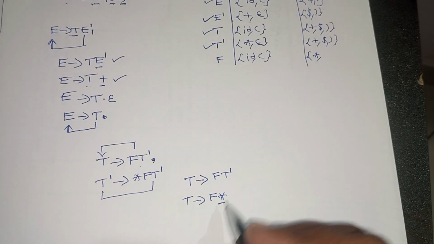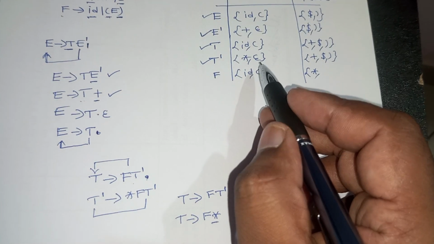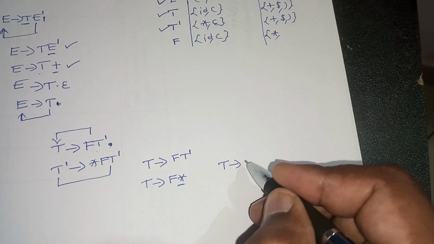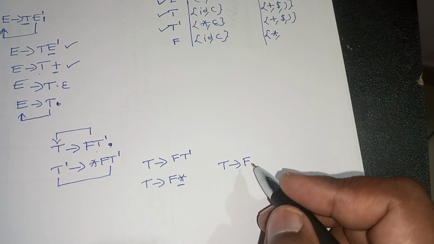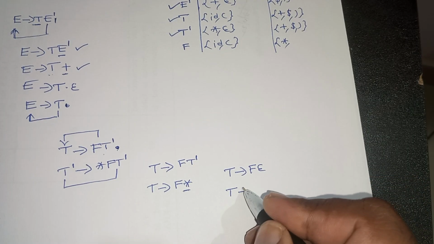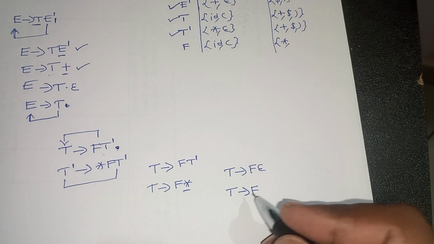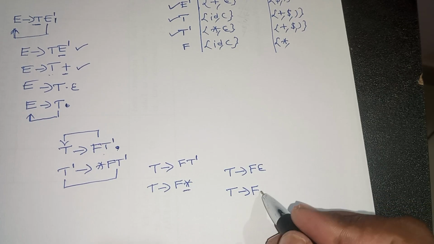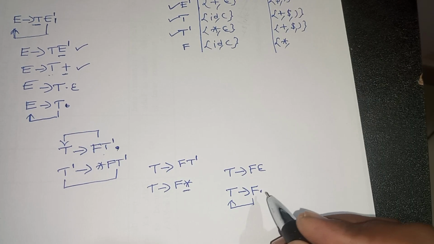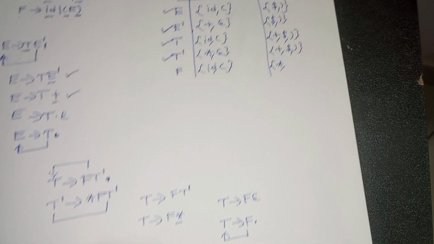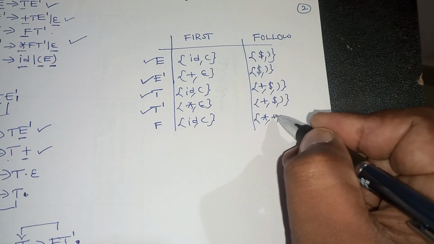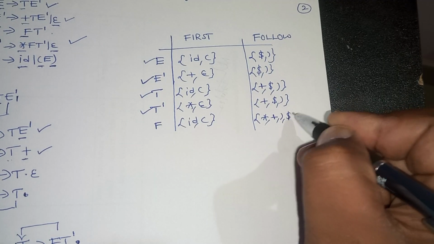Okay, next one. What do you replace? Now you replace epsilon. Then T tends to F. In the place of T dash, what do you write? You write epsilon, which becomes T tends to F. Now tell me what is the follow of F? Nothing is present here. Then whatever the follow of T is, is the follow of F. What is follow of T? Plus, right parenthesis, dollar.